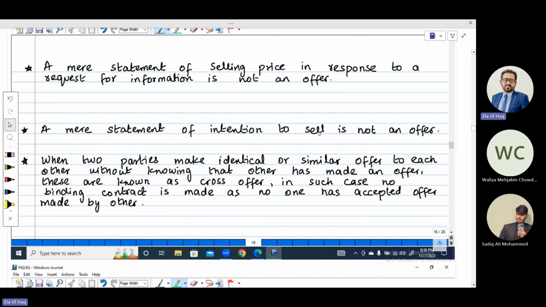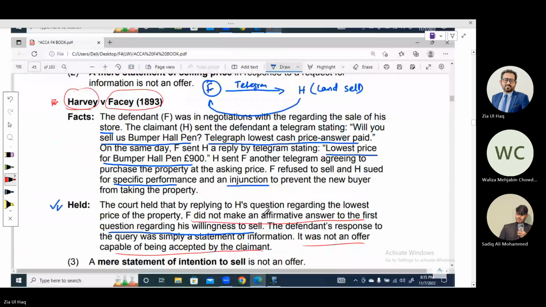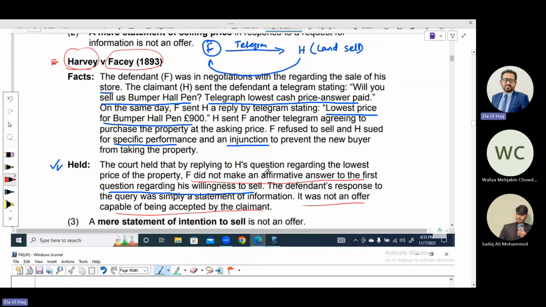So a mere statement of selling price in response to a request for information is not an offer. That was a mere statement. Like he asked, what is your lower price? He said, my lower price is 900. This was not an offer. You need to make an offer and the other person has to accept it. Then there will be a contract.